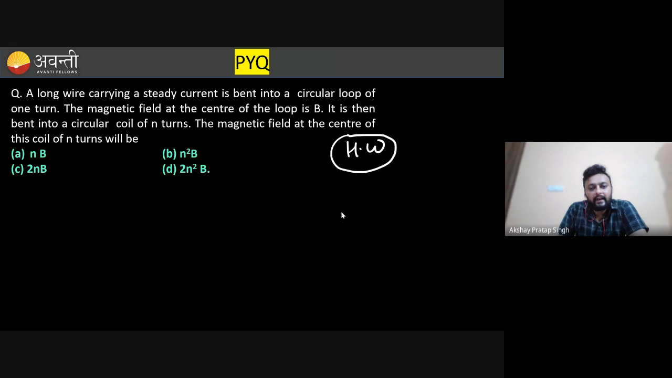This is again a very simple question based on the concept of loop. You need to solve it on your own. This is your homework, so try to take a screenshot or write down the question. You can pause the video, whatever you want to do. It is your homework. The answer is also mentioned here.